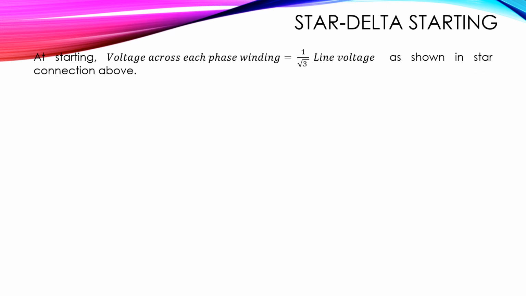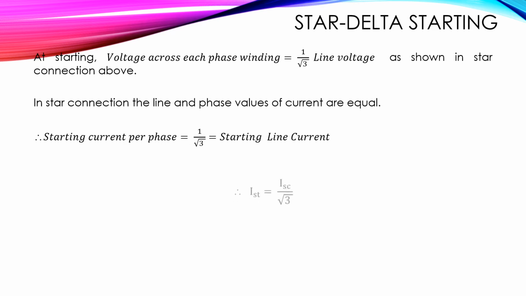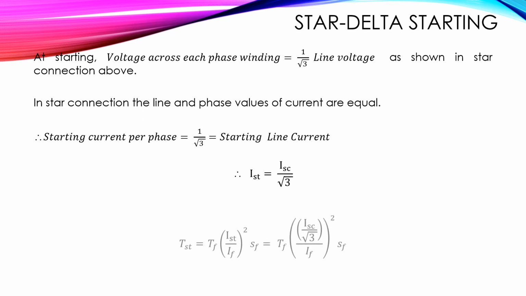So at starting, voltage across each phase winding is equal to what? 1 by root 3 times the line voltage, as shown in star connection above, right? So in star connection, the line and the phase values of current are equal. Therefore, starting current per phase is equal to 1 by root 3 times the starting line current. Therefore, the starting current is equal to the short circuit current divided by root 3.